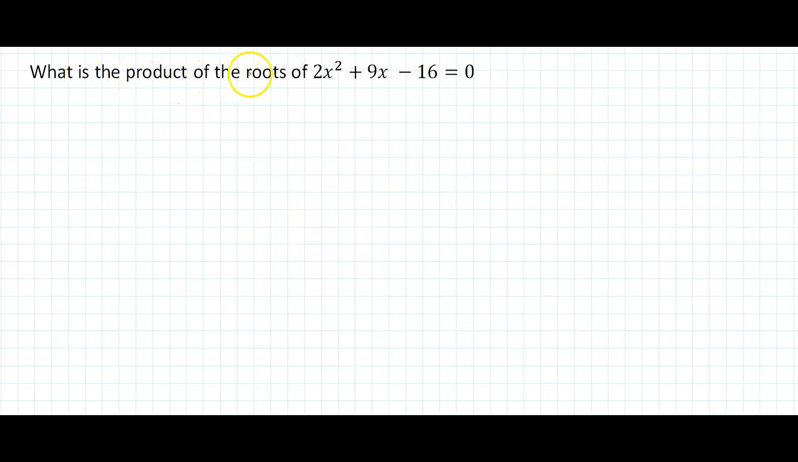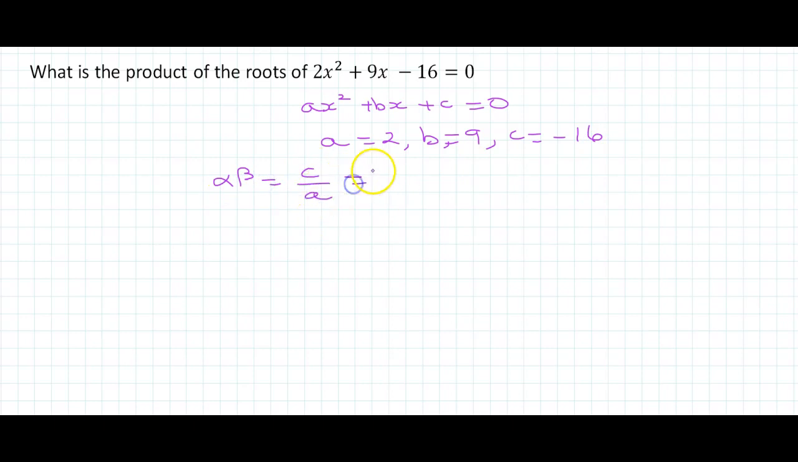So let's try some examples. What is the product of the roots of 2x squared plus 9x minus 16? So we have ax squared plus bx plus c equal to 0. And so a is equal to 2, b is equal to 9, and then c is equal to negative 16. So alpha multiplied by beta is c over a, which is negative 16 over 2, and that will give you negative 8.